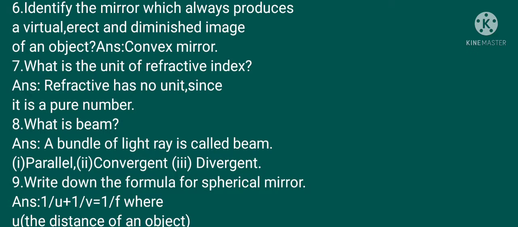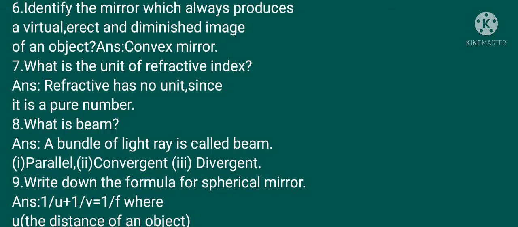Question number 6. Identify the mirror which always produces a virtual, erect and diminished image of an object. Answer is convex mirror. Question number 7. What is the unit of refractive index? Answer is refractive index has no unit since it is a pure number.